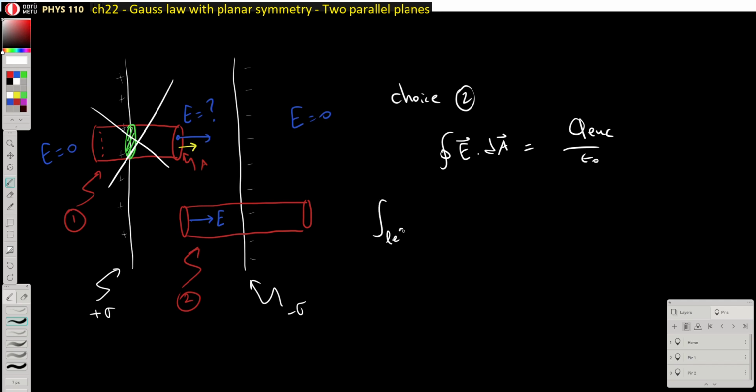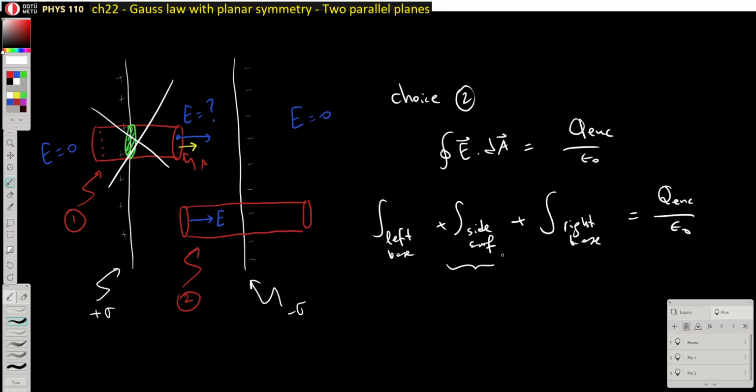is an integral over the left base, side surface, plus right base. Again, the side surface contribution is 0. The right surface's contribution is again 0 because the electric field outside is 0. What's the contribution of the left base? I need to express it in terms of this electric field. Here the surface normal is outward, but the electric field is pointing inward, which means the flux is entering.